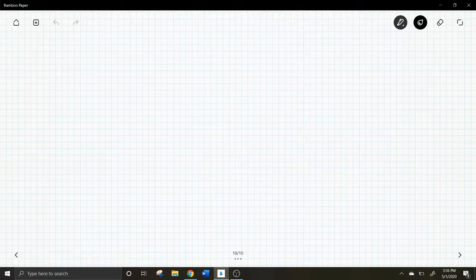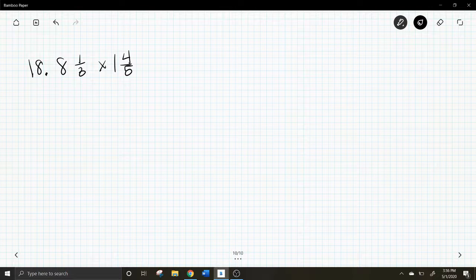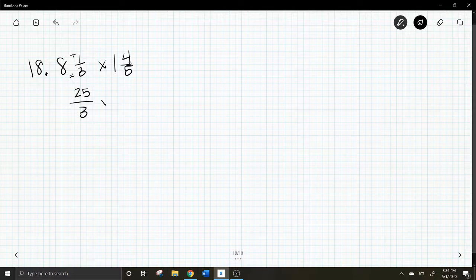We are on number 18. Let me write 8 1/3 times 1 4/5. Now with multiplying fractions, if you have mixed numbers, change them into improper fractions first. So 3 times 8 plus 1 would give us 25 over 3. Times 5 times 1 plus 4 is 9 over 5.